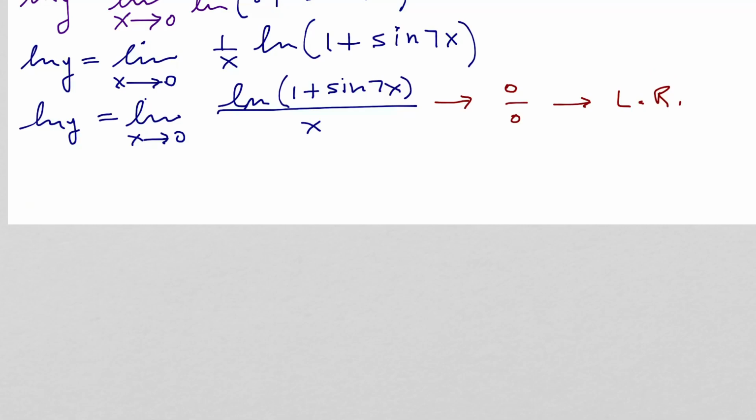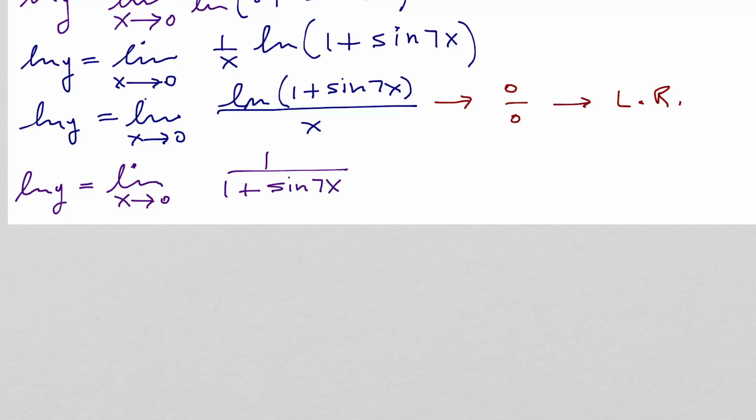All right, so now we've got to take the derivative of the numerator and the denominator. So derivative of the natural log is 1 over the part inside, times the derivative of the part underneath. So that would be 7 cosine of 7x, chain rule. So I can say 7 cosine of 7x in the numerator. All right, that's the derivative of the numerator. The derivative of the denominator is just 1. All right, so I don't have to write that.